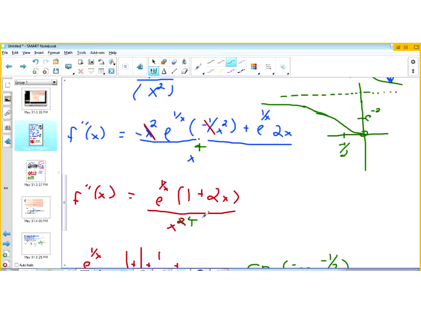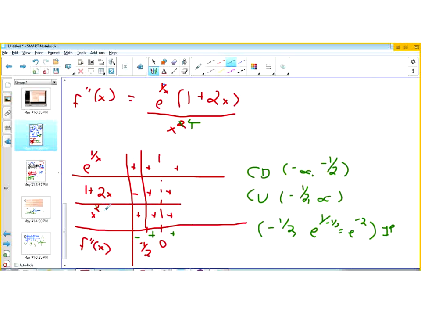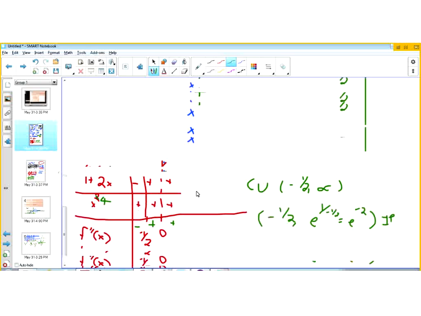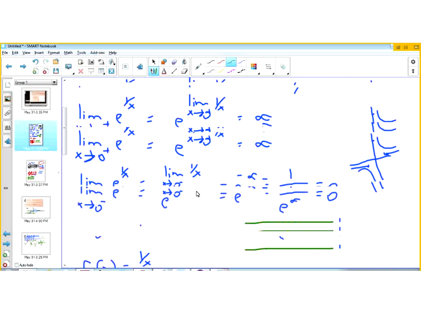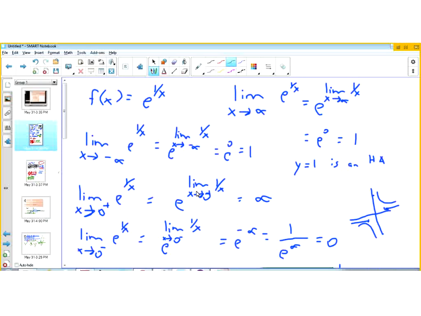Go back in your notes and correct that. Make that a 4. Make this a 4. And that's the only change because x to the 4th is always greater than 0. So carelessness on my part in calculating the second derivative. I forgot to square the bottom in applying the quotient rule.